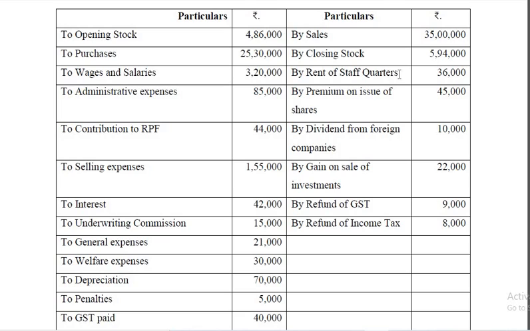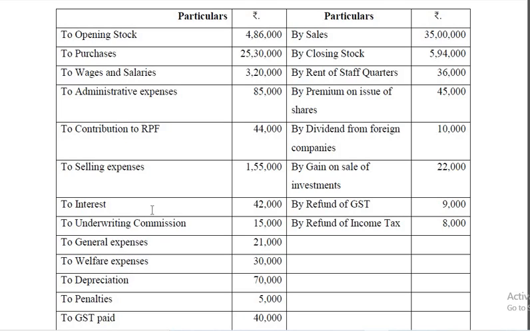If the quarters are let out to the staff in the good interest of the company, not with the intention of merely earning the rent, then it should be taken as business income. But if it is let out with the intention to earn rent, that is the main objective, then it is taken as income from let out house property. But here very clearly it is mentioned that staff quarters are let out in the good interest of the company. Therefore, this income is taken as business income.